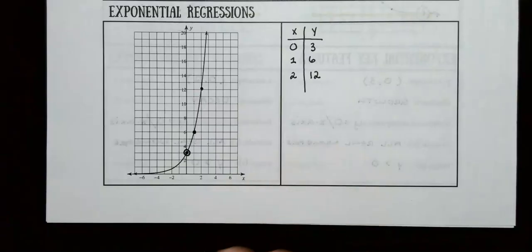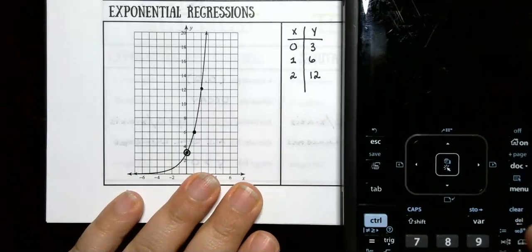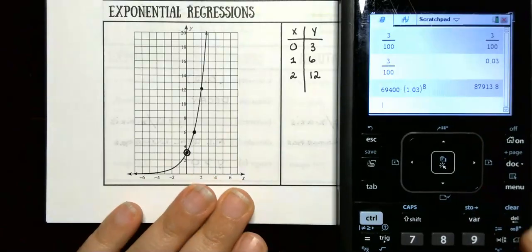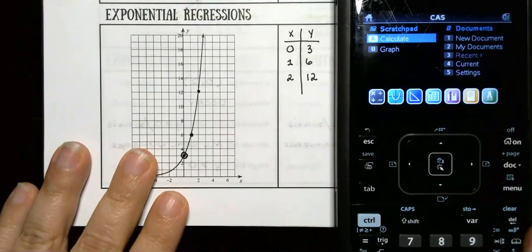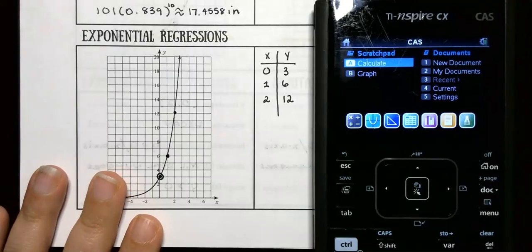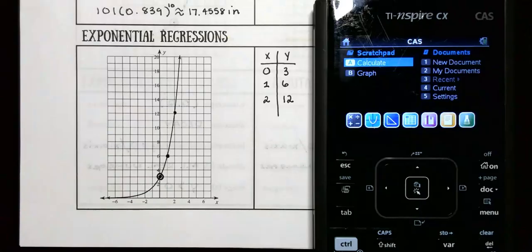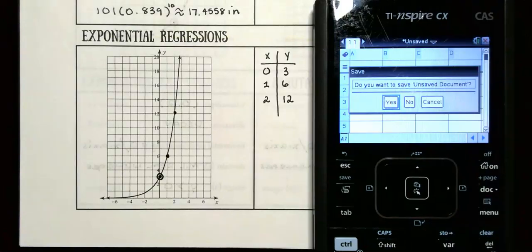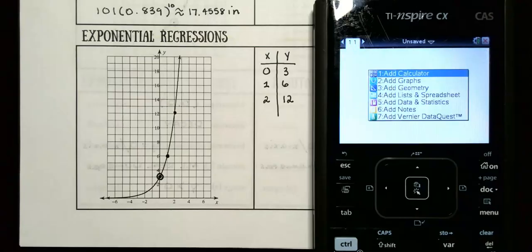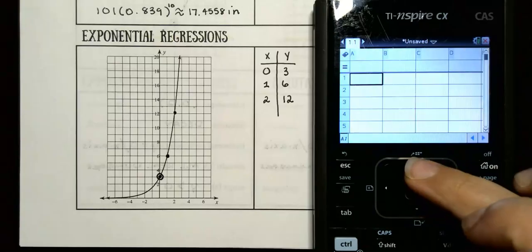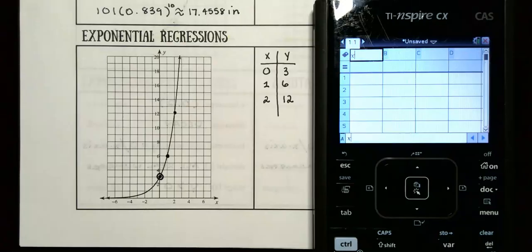So once you have your table written down, we're going to go to our home page. So home. I'm going to be dealing with a TI Nspire. So if you have a TI Nspire, you can go through the same steps. So from here, we're going to hit 1 for a new document. And if this comes up, just hit no. Now, when you go to a new document, you want to add lists and spreadsheets. Now I'm going to go to the top of this first column. I'm going to call this X.